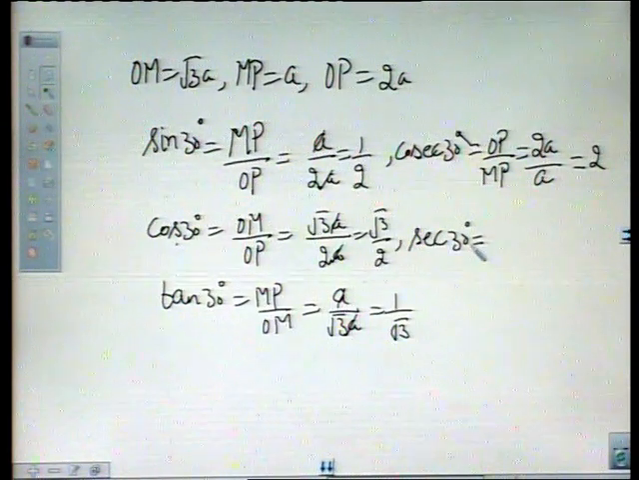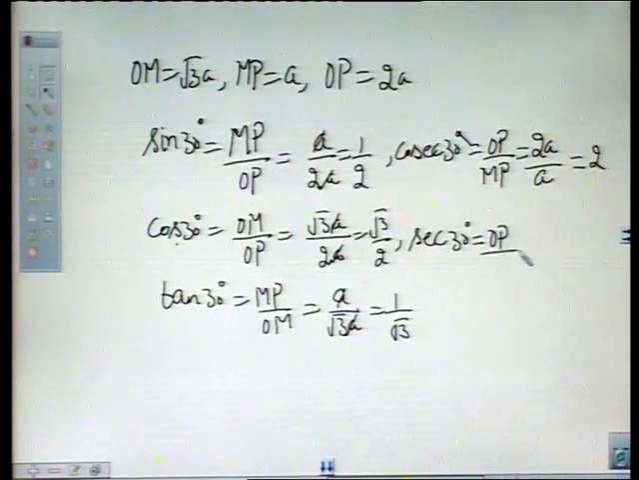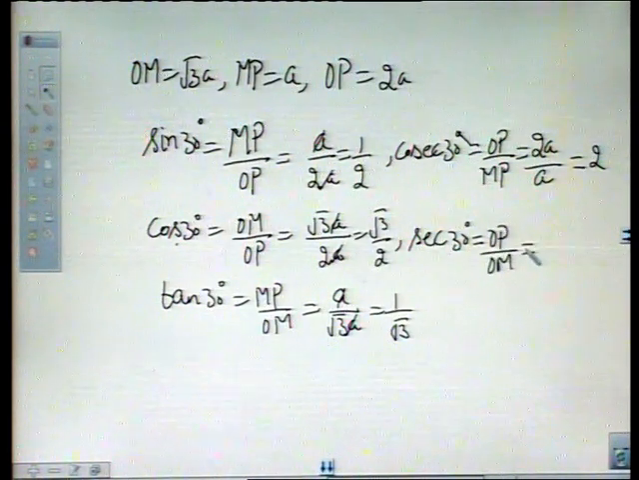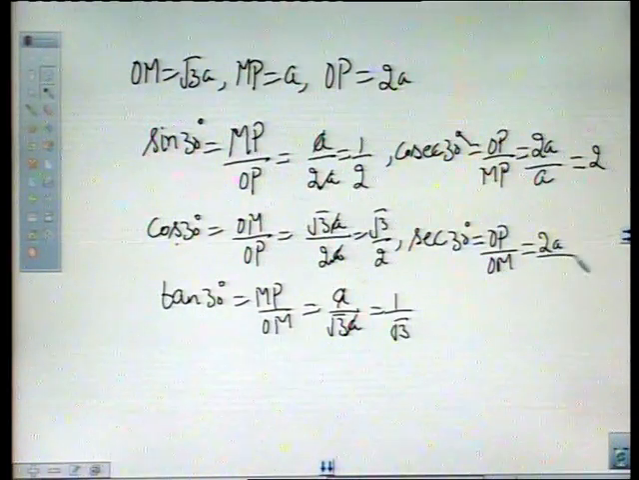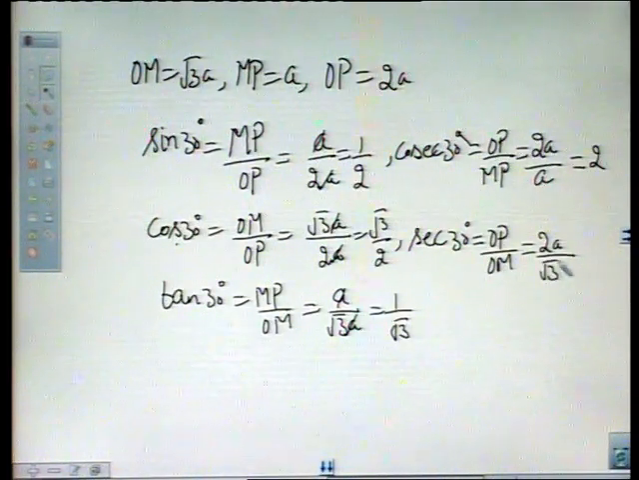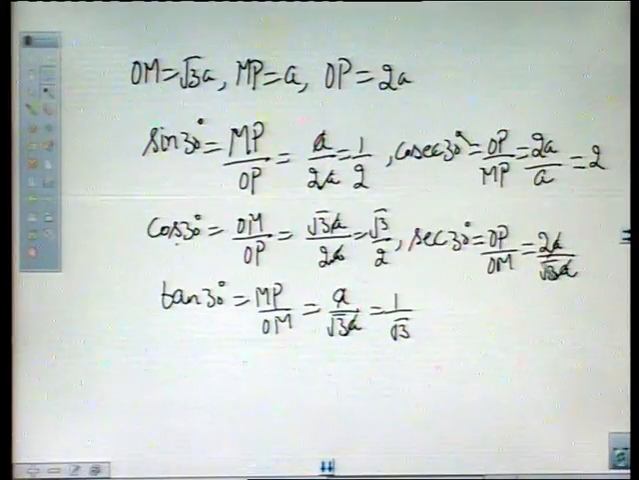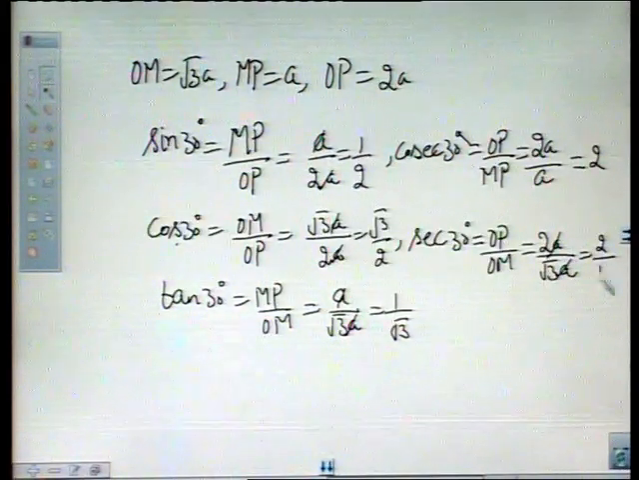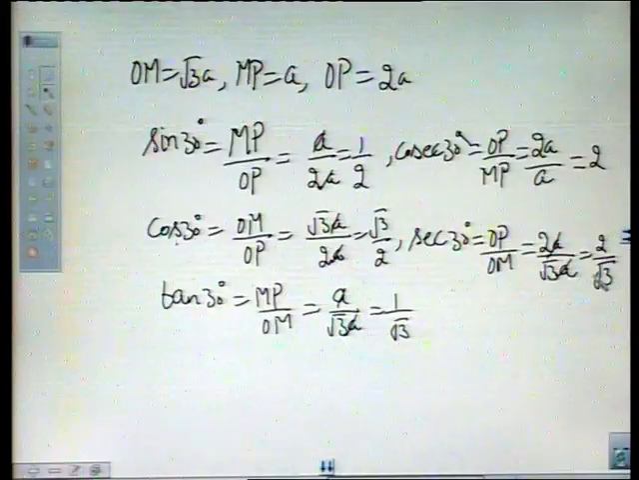The reciprocal of cos 30 is secant 30. This is equal to OP over OM. Value of OP is 2a, value of OM is under root 3a. This cancels down, the value of secant 30 comes out to be 2 over under root 3.